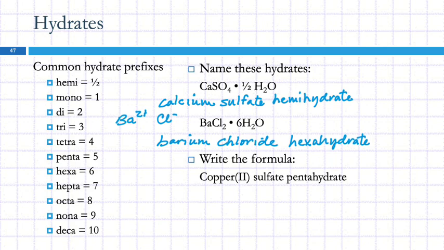So let's write the formula. Copper 2 sulfate pentahydrate. What's the symbol for copper? Cu. And the charge, it's telling us that it's 2, because of the Roman numerals. Yep, the Roman numerals are flat out telling us the charge, right? And then sulfate. Give it a shot. SO4. 3 minus is a good guess, but not correct. It's 2 minus.